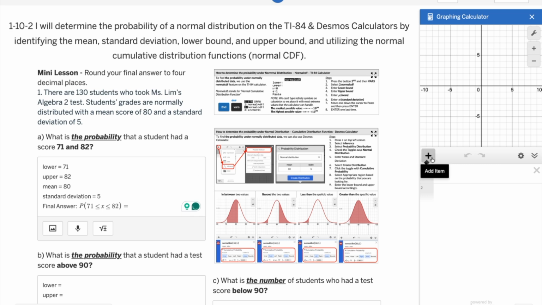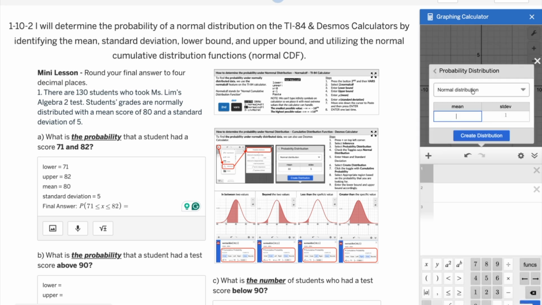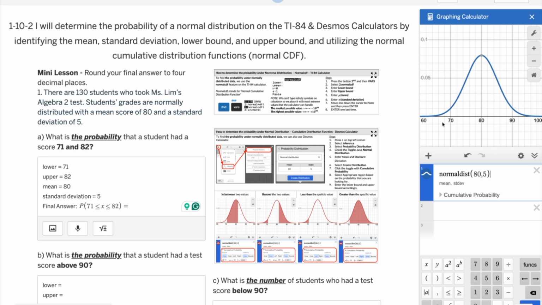I'll press the plus sign, go to inference, and go to probability distribution. Once you click it, you will see that normally distributed data is already there. So I'm going to change the mean and the standard deviation to the values that we wanted. Once you click create distribution, it creates nice normally distributed data with the mean of 80 and standard deviation of 5. I'll click this toggle to check what I can find out.